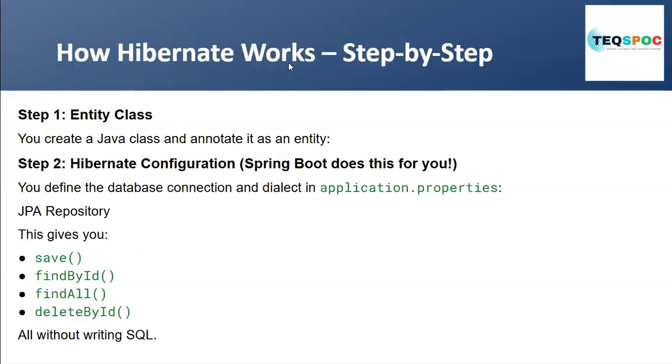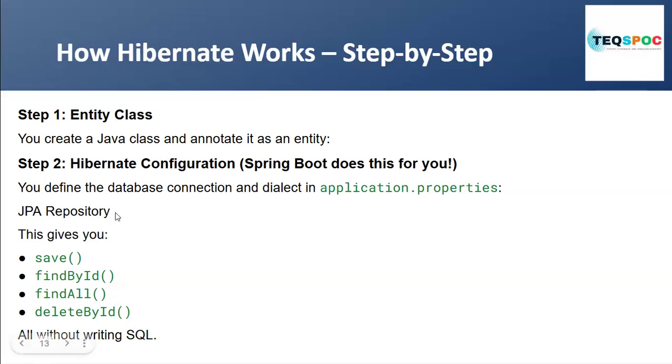So how does Hibernate basically work? First, we have to create an entity class. We create a Java class and annotate it with @Entity. The @Entity annotation tells that this is an entity class and it should be mapped to the database. Then comes Hibernate configuration, which Spring Boot does for you. You define the database connectivity or dialect in application.properties. We will write the properties for connectivity in application.properties.